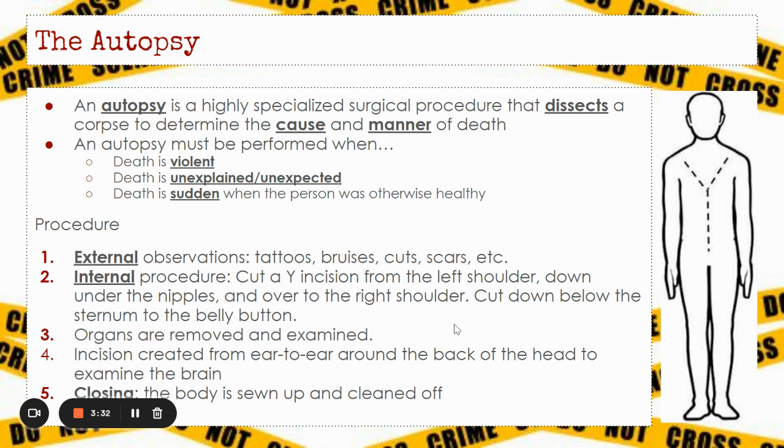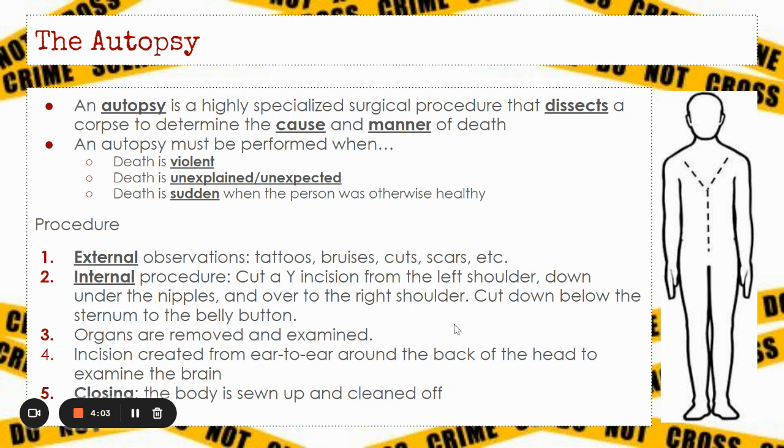So the procedure when performing an autopsy, the first thing they're going to do are external observations. They're going to take note of any tattoos, bruises, cuts, scars, gunshot wounds, anything visible from the external surface of the body. Then for the internal procedure, the first thing they will do is cut a Y incision. The Y incision goes from each shoulder down the chest and then vertically over the abdomen.